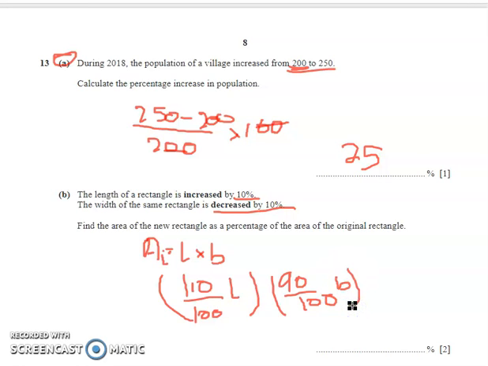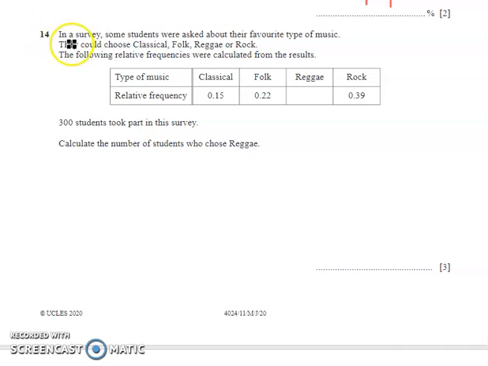Alright. Now we need to find the area of the new rectangle as a percentage of the old rectangle. Let's just multiply these values. So this is basically giving us 99 upon 100. 99 upon 100 LB. Now you know this LB is the A initial, the initial area. So the new area is 99% of the initial area. So 99 will come over here. Okay, now we come towards the next question.